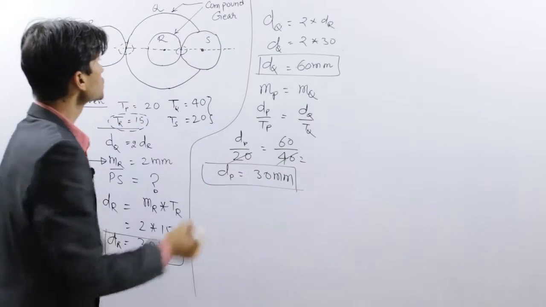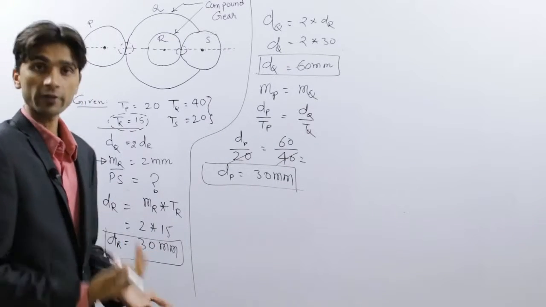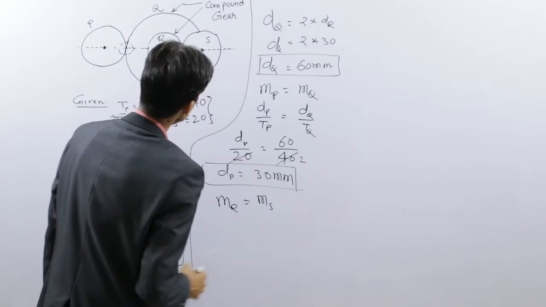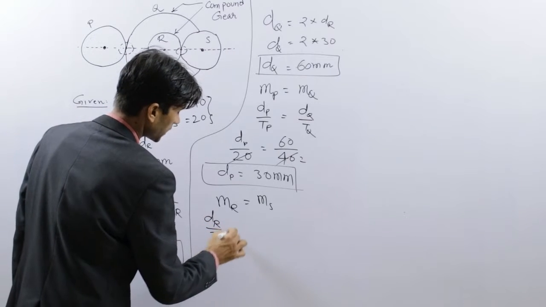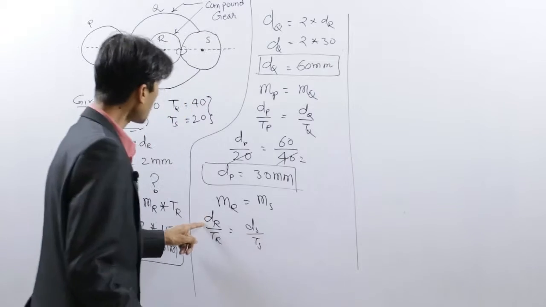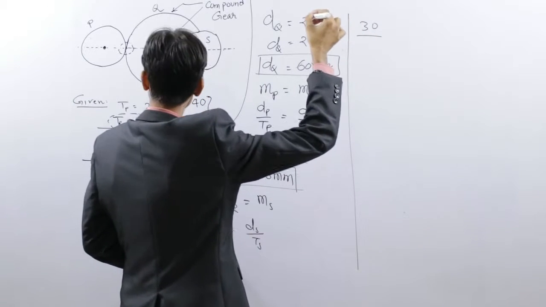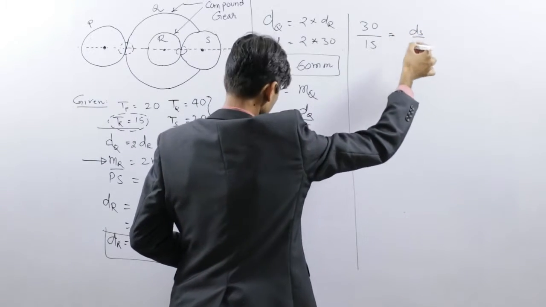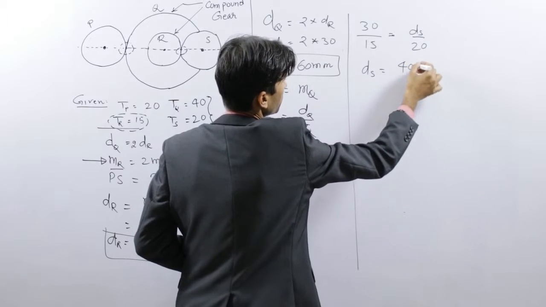Now Q and R are coaxial, and R engages with S, so the module of R must be the same as the module of S. The module is equal to diameter upon number of teeth. So for R, the diameter 30 divided by the number of teeth on R, 15, is equal to the diameter of S, which we have to find, divided by the number of teeth on S, 20. So the diameter of S comes out to be 40 mm.